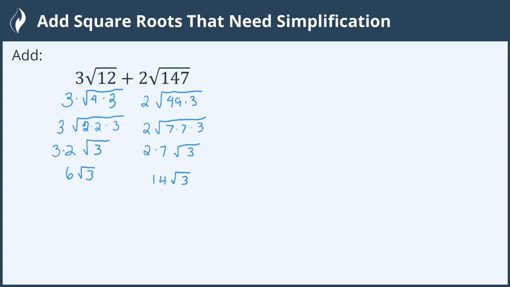Now we can actually add these two together, and what we add is just the number in front. It's going to be 6 plus 14 times the square root of 3. Okay, and so 6 plus 14 is 20. So my final answer is 20 times the square root of 3.